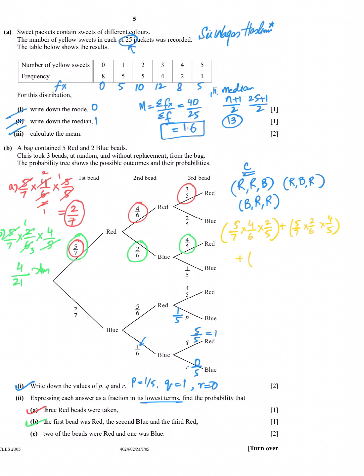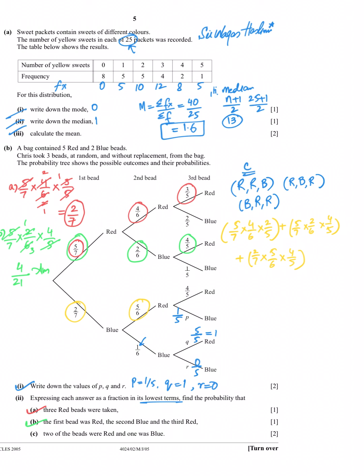The third one, it's blue, red, red. So blue is 2 upon 7, red is 5 upon 6, and the last red is 4 upon 5. Now I won't simplify the denominators because all denominators are the same, so there is no need to find the LCM if you are not simplifying your solution.